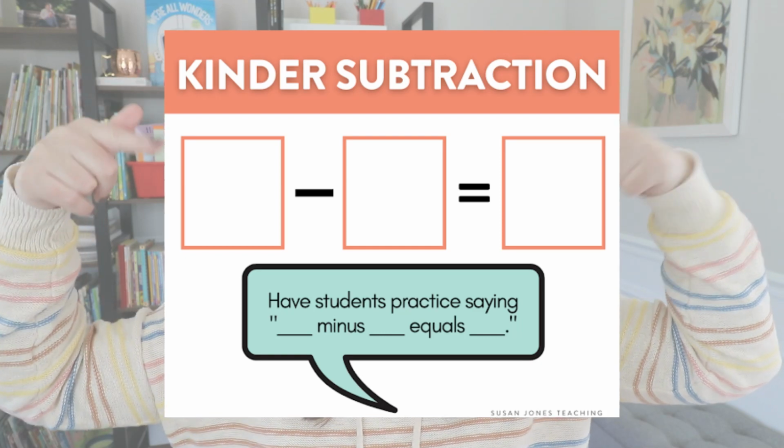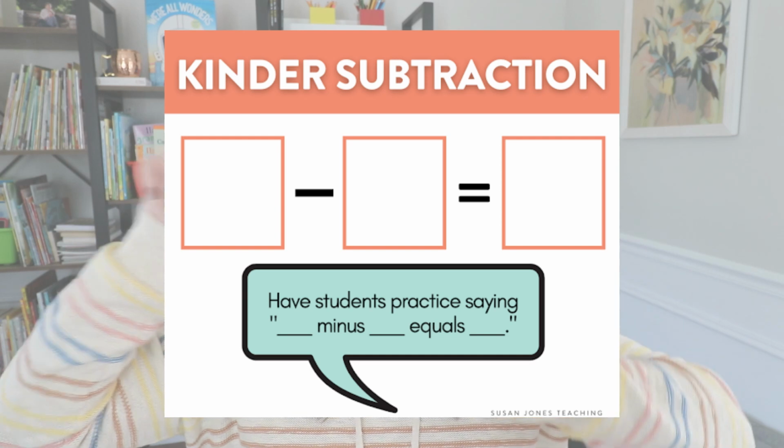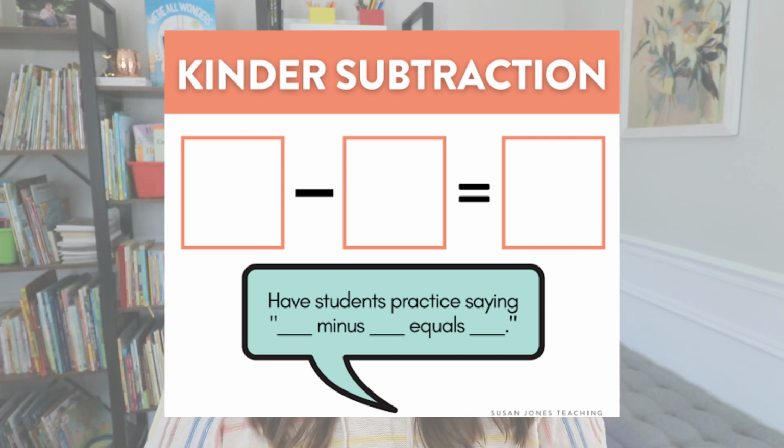Now, in doing this, I like to put a sentence stem up on the board that maybe looks something like this, where it says blank minus blank equals blank. And they can go ahead and see that equation with those missing numbers there. That way, when students are solving these problems, they're doing it with manipulatives so they can feel it, see it, know what it looks like, but then they can also go ahead and fill in that equation and practice using that math language.